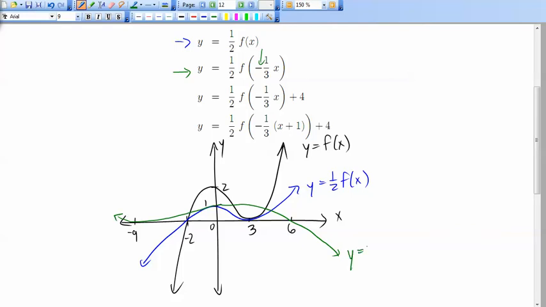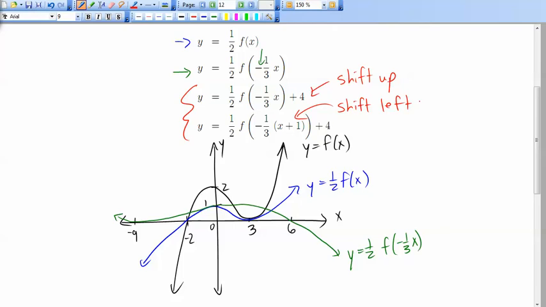So there we are. There's y equals 1/2 f of -1/3 x. I guess I don't need that bracket there. Okay. And the last thing we have to do, I usually do the shifts all in one shot because they're fairly simple. We're going to shift up. That's what the +4 tells us. And the +1 inside is going to be a shift to the left. Okay. So we're going to take that green graph and we're going to shift every point left 1 unit and up 4 units.